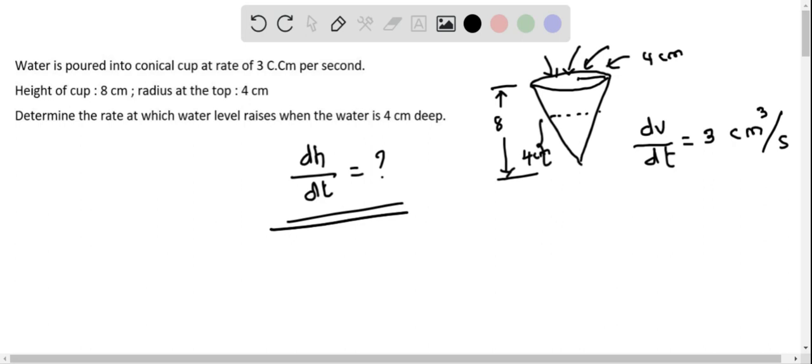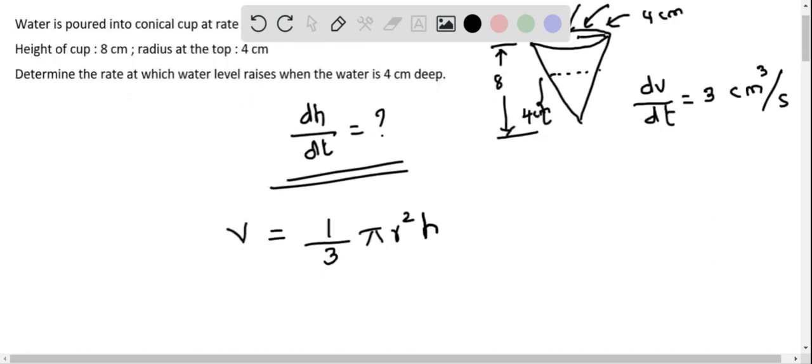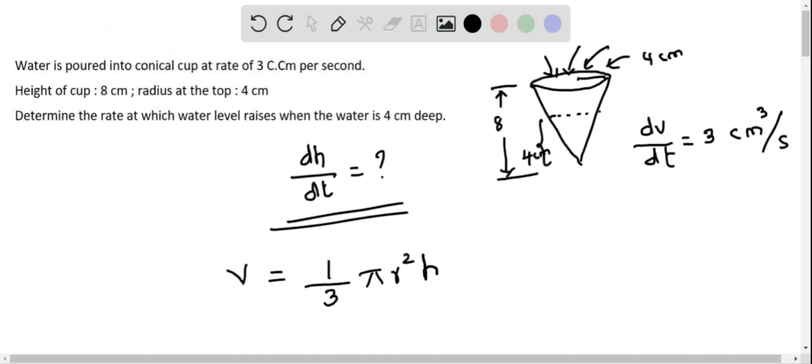Okay, so using the given information, let's try to create an equation. We know that the volume of the conical cup is given by the formula volume equal to 1 by 3 pi r squared h. And we can differentiate both sides with respect to time. But before we do that, we need to convert everything in terms of one variable. Since we have to determine dH by dt, it's better we convert this into height. So we should not have a radius, that is an r variable, in the equation. We should convert this into h variable.